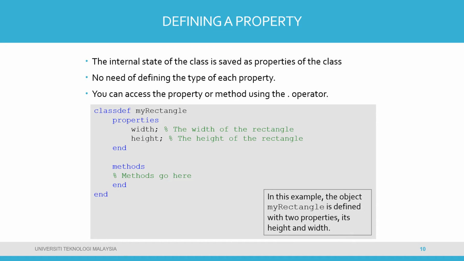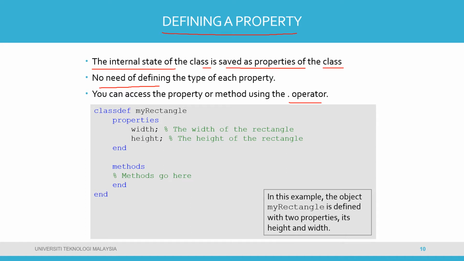Defining the properties: basically, the internal state of the class is saved as properties of the class. There is no need to define the type of each property. You can access the property or method using the dot operator.